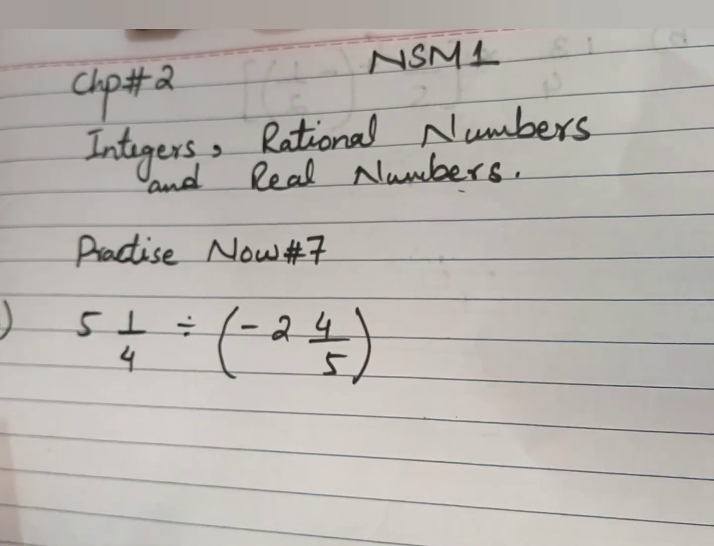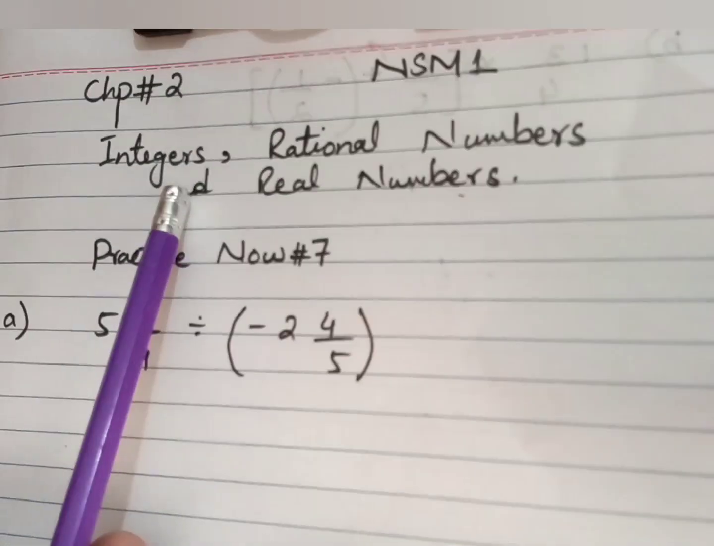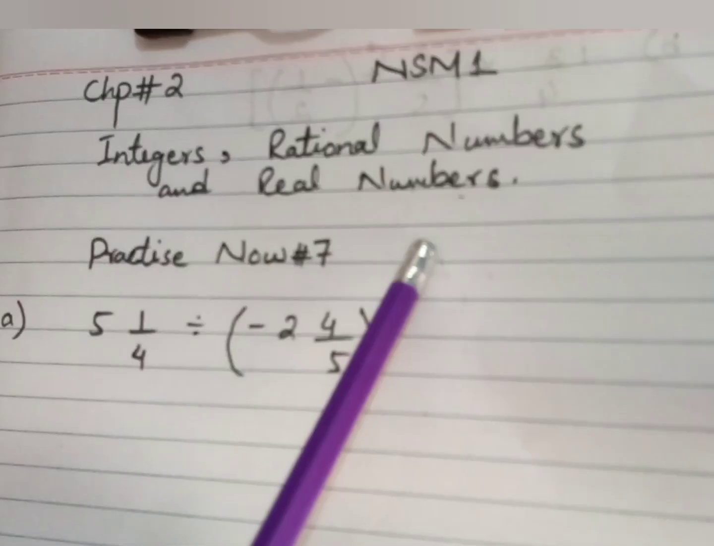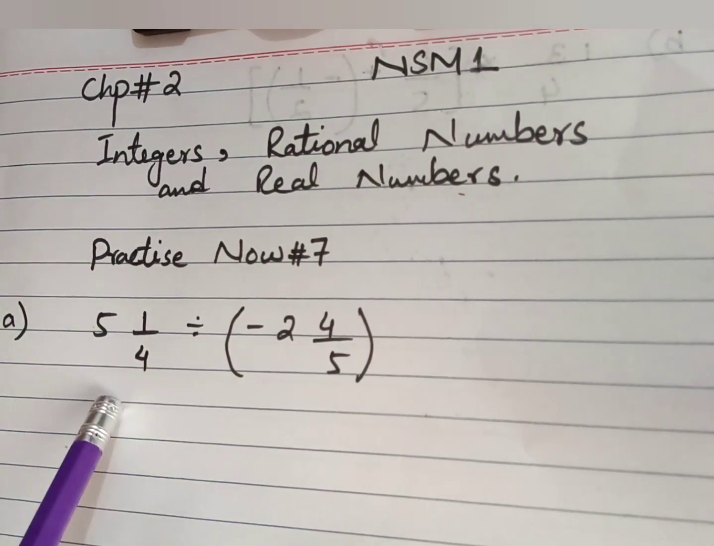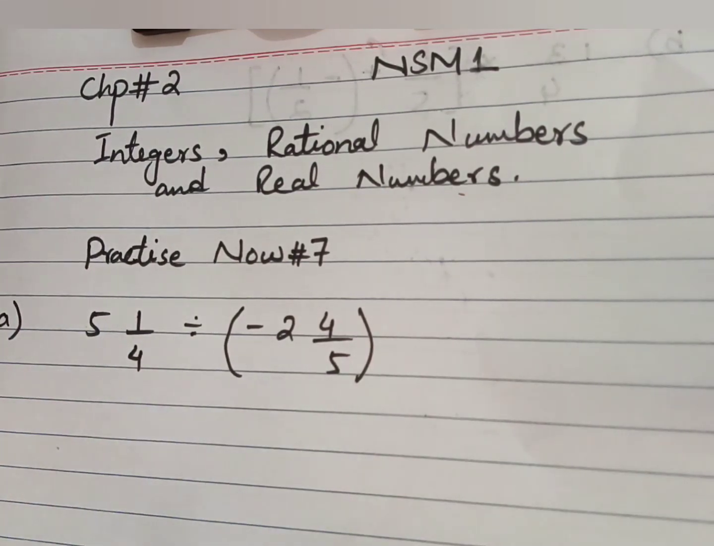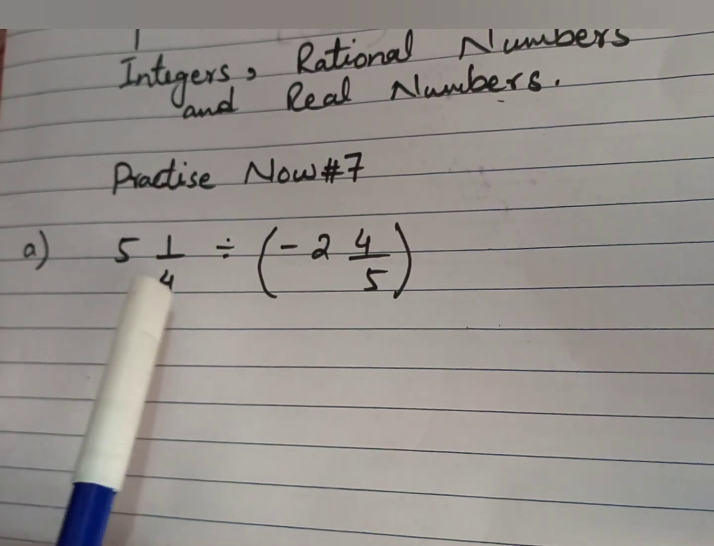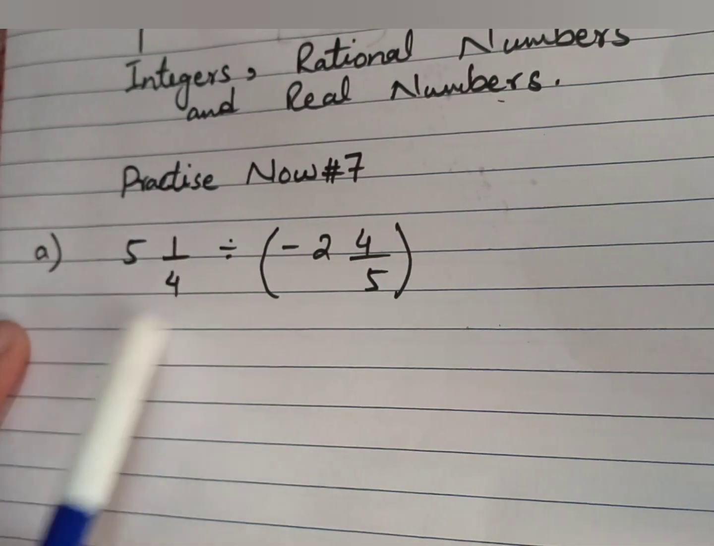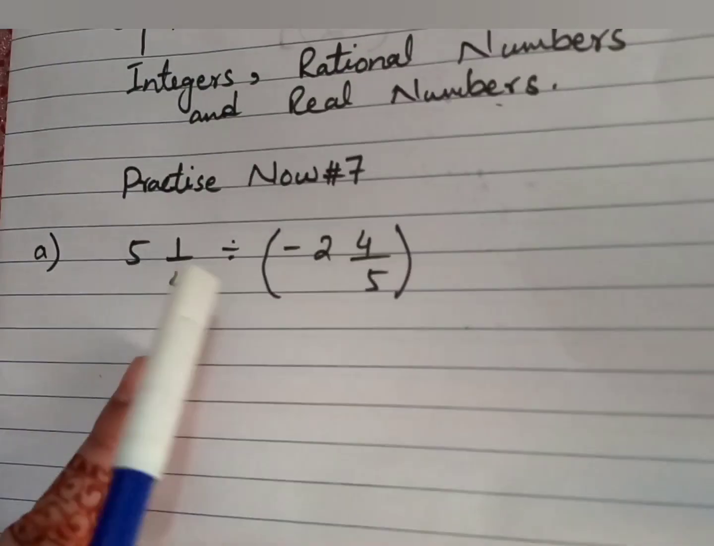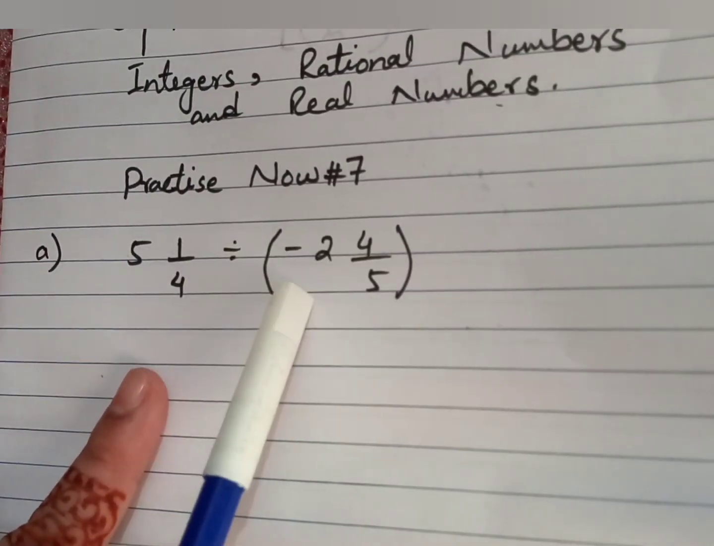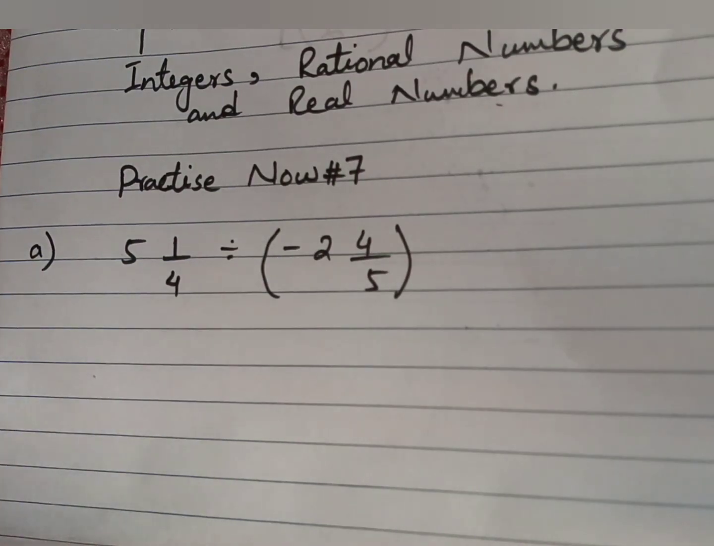Students, today I'm here with chapter 2, NSM 1: integers, rational numbers and real numbers. Practice now 7 is related to mixed fractions with positive and negative signs. We have a question of practice now 7 part A, which has mixed fractions. Also you can see we have a bracket in our equation as well as divide and minus signs. So you will see how we solve this question.